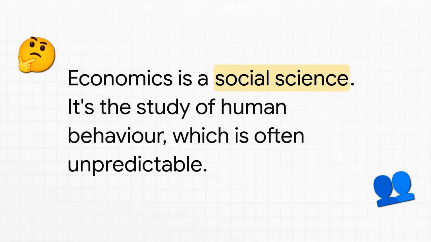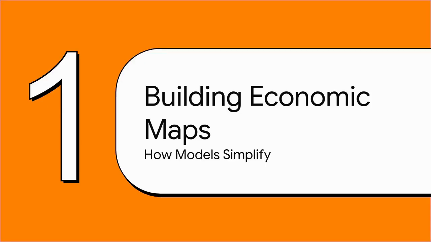See, unlike physics, which has these nice, neat laws of motion, economics is a social science. It's the study of people, of us, how we make choices, how we react to things, how we deal with each other. And let's be honest, people are complicated. So how on earth do you study something so messy and unpredictable?